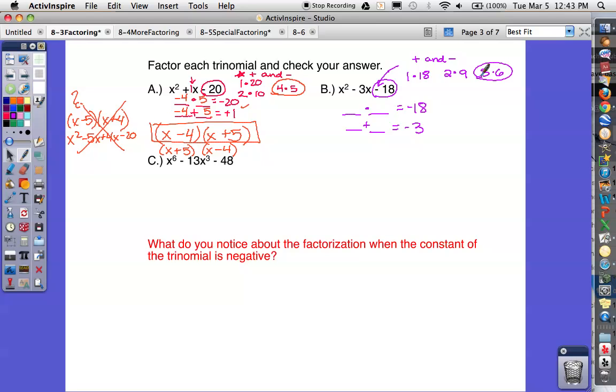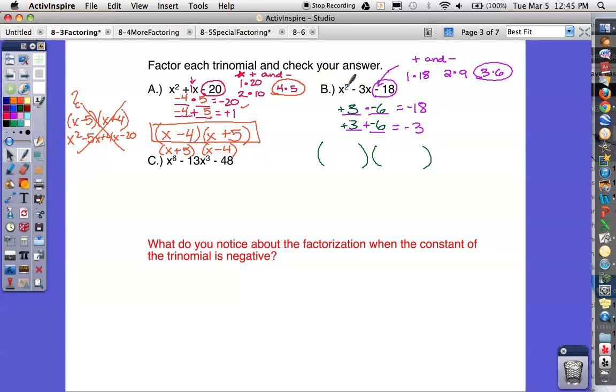Now we just have to figure out the signs. So we're going to have 3 and 6 for sure. Which one needs to be here? In order to get a negative 3, which one's the positive? 3 is the positive, 6 is the negative. That will come out with a negative 3. Now you copy those up here, and you're going to copy those into your binomials.